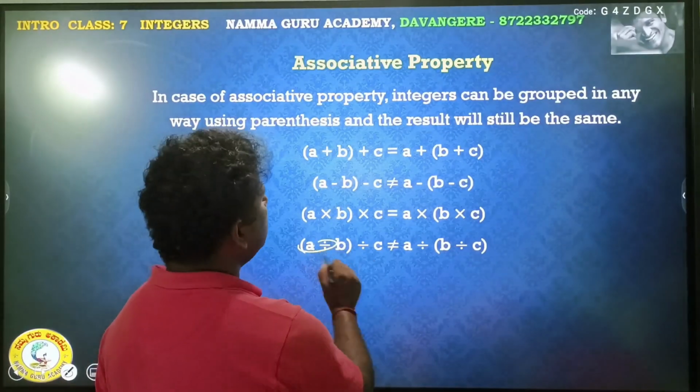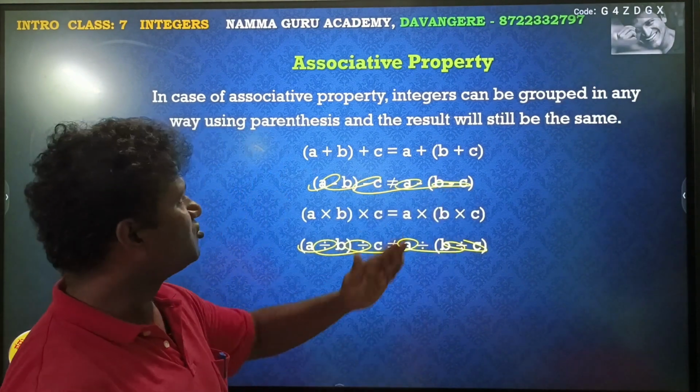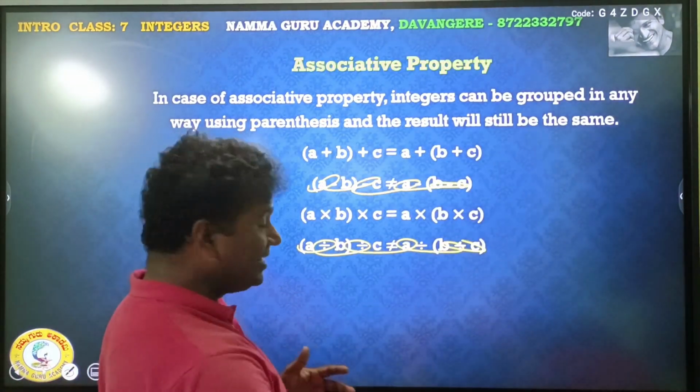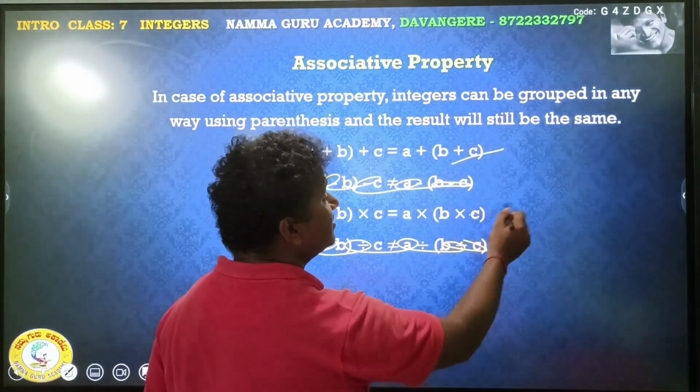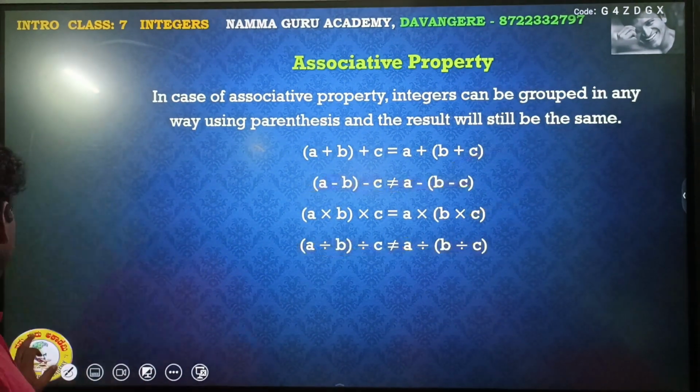So you need not concentrate on these things. Just concentrate: the associative property in integers is possible. It is possible, it is applicable.